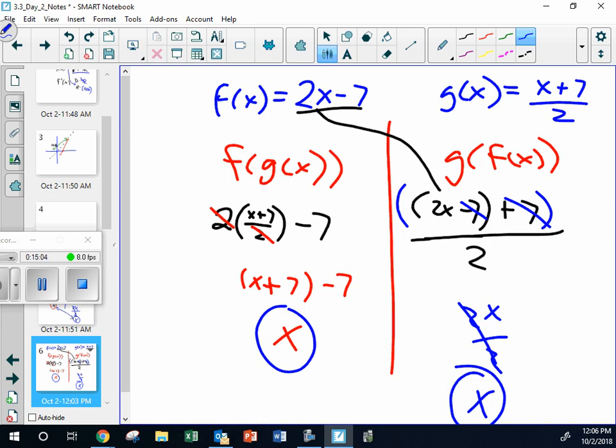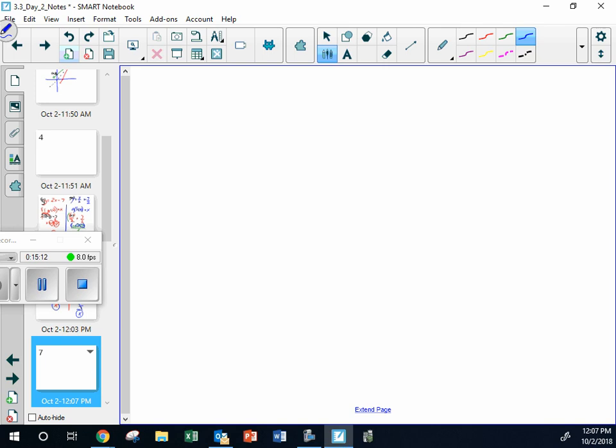Cool. What did I prove? They're inverses. Okay. All right, awesome. Next, let's do one where we have a function like this. And this.